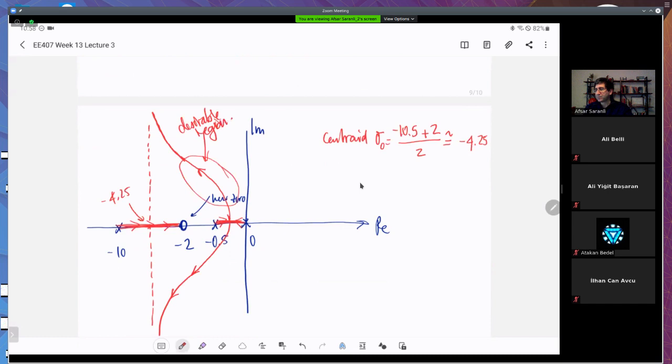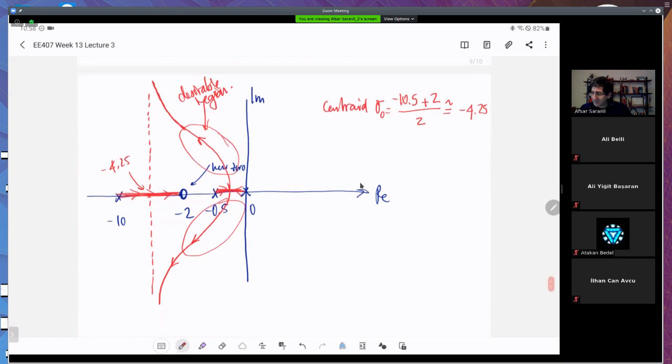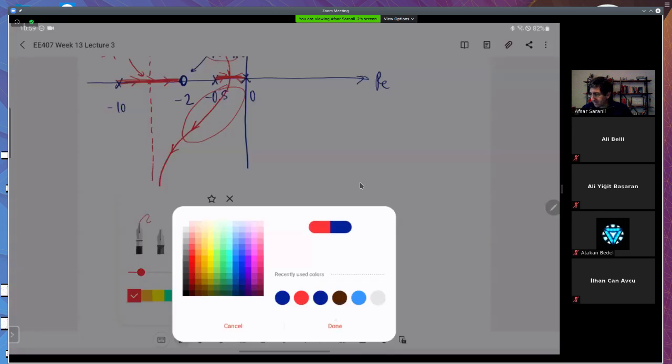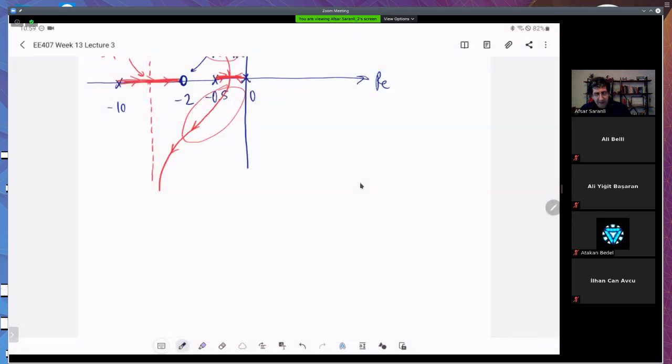Okay? Obviously, it's symmetric with respect to the real axis. Any questions? Let's take a look at the last version to make our decision. So this looks promising, but we will see what happens with the last option, which is our C, where tau I is equal to 5 seconds.